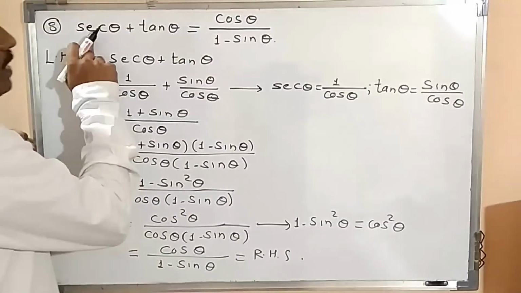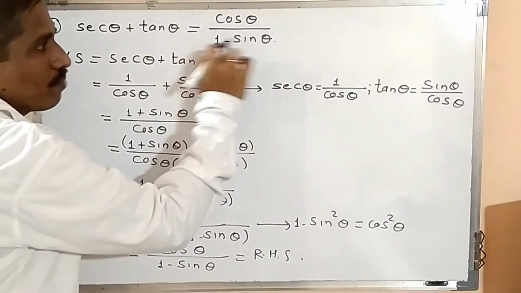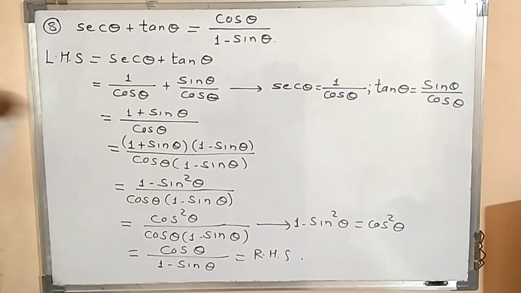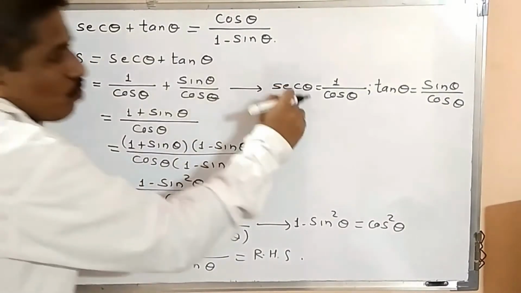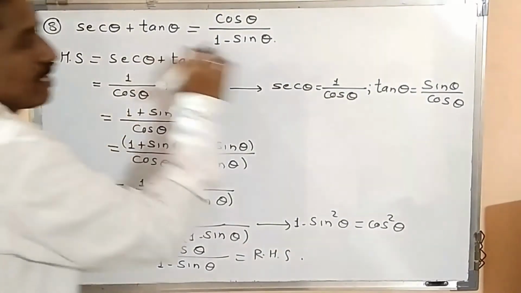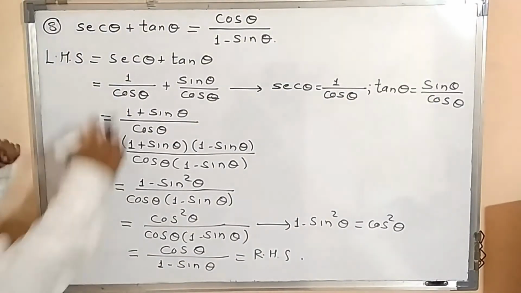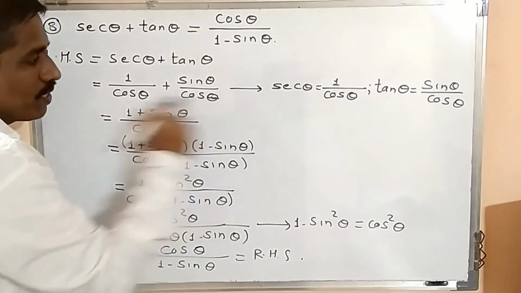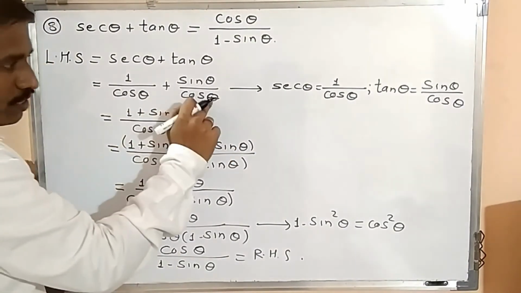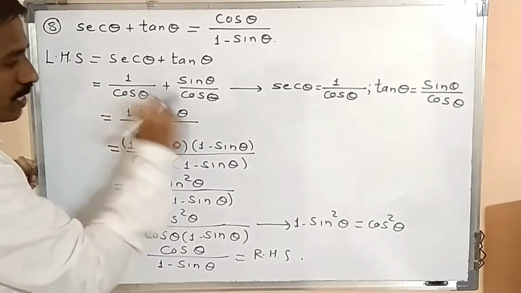Question number 8, sec theta plus tan theta is equal to cos theta upon 1 minus sin theta. So what is left hand side? LHS is equal to sec theta plus tan theta. I know that sec theta is what? 1 upon cos theta. And what is tan theta? Tan theta is sin theta upon cos theta. Substituting these values, what I will get? 1 upon cos theta plus sin theta upon cos theta. Here denominators are equal. So cos theta, denominator remains same, that is cos theta. And addition of what? Numerator, 1 plus sin theta.